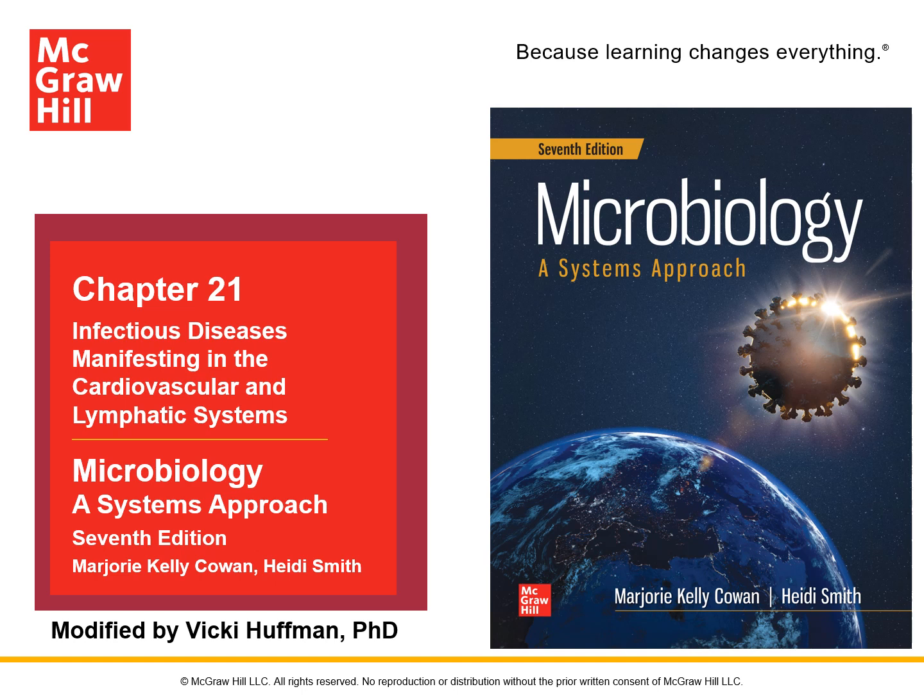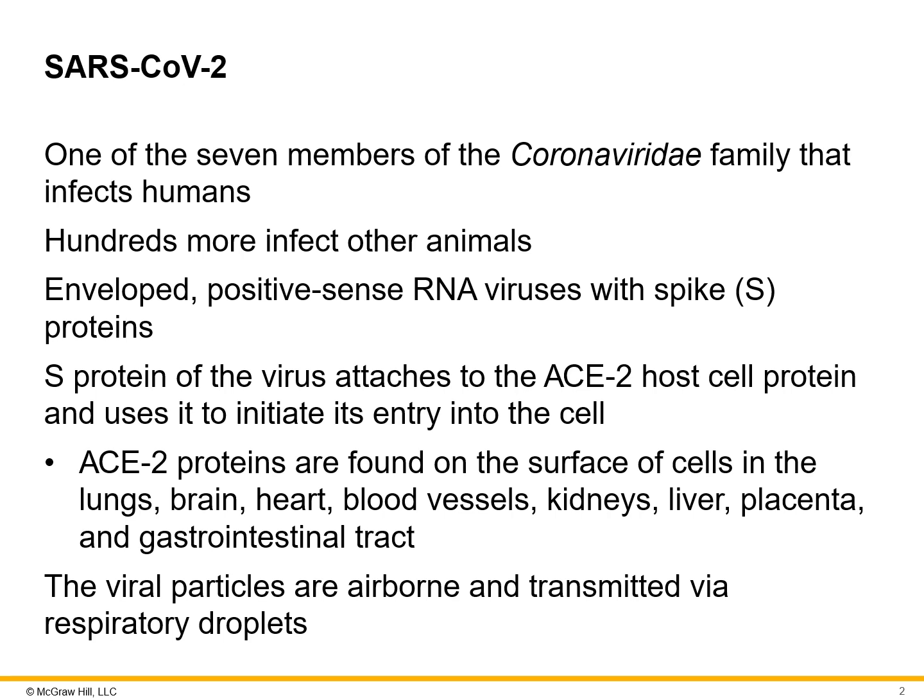Now we'll look at the other diseases, so those not classified as hemorrhagic or non-hemorrhagic fever diseases, but also impact the cardiac or lymphatic system. We do want to talk a little bit here about COVID, the SARS-CoV-2. This is one of 7 members of the Coronaviridae family that infects humans.